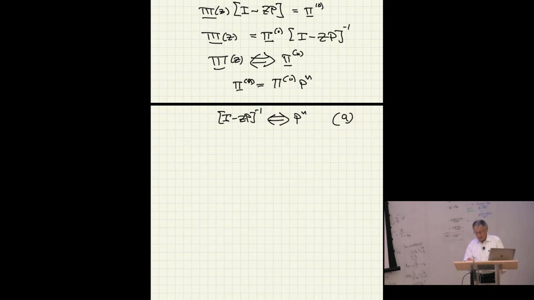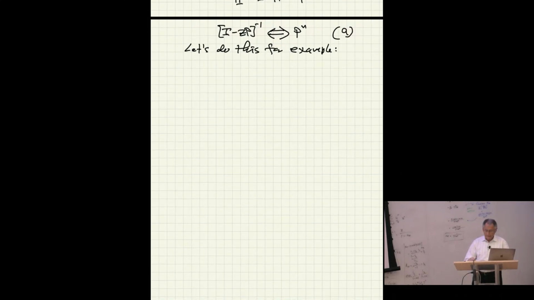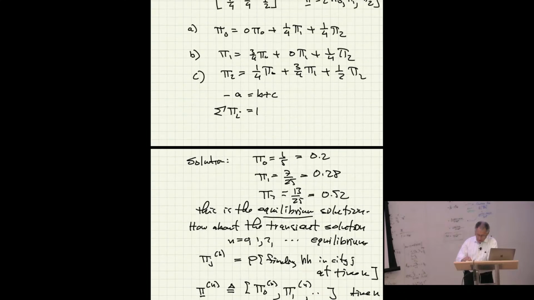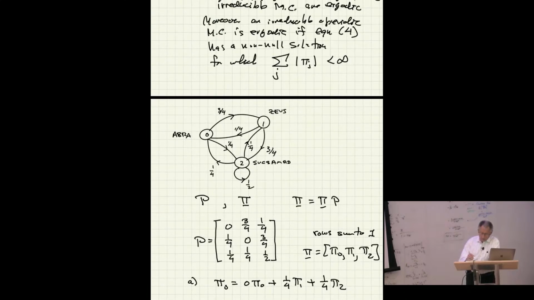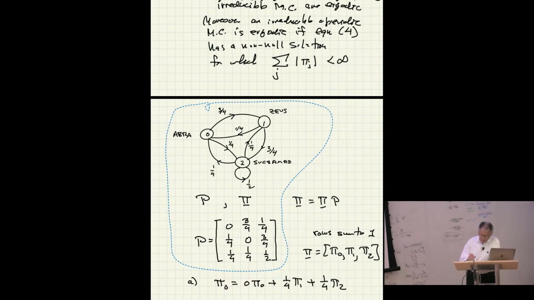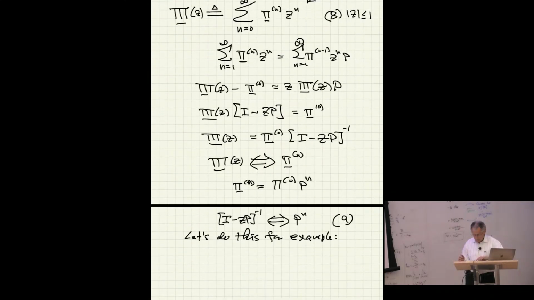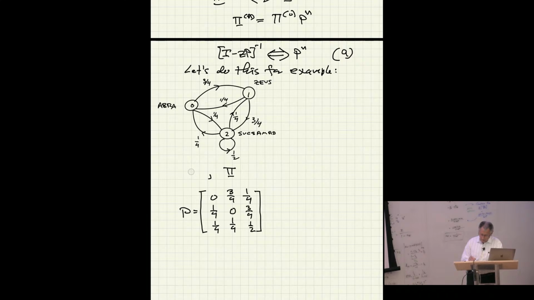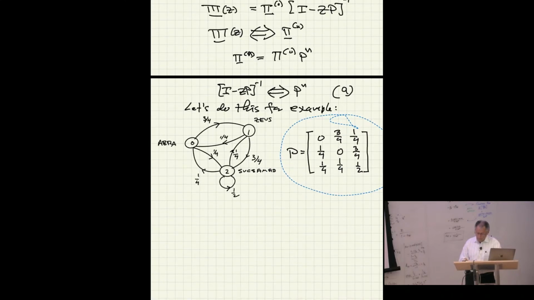Now, it's not always easy to form the inverse of I minus zP. So let's do it for our little example. Now let me copy the example and the P matrix again. Let me just move this over here. Okay, let's do it for this example.